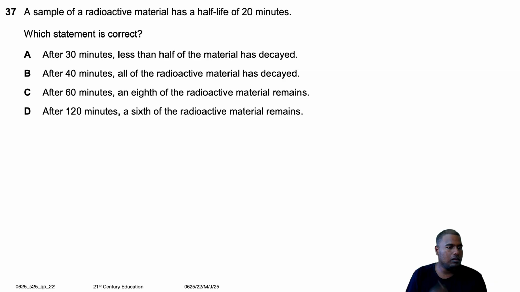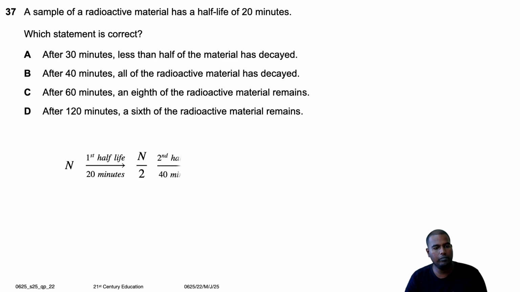A sample of radioactive material has a half-life of 20 minutes. Which statement is correct after 30 minutes? Okay. Let's say that we have n number of samples. In 20 minutes, one half-life, it will be half of n, so n by 2. After the second half-life, one more half-life, it will be n by 2 divided by 2, so n by 4. It will be 1/4 of the initial value.